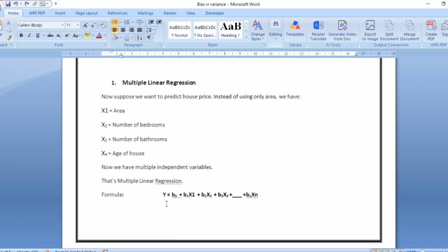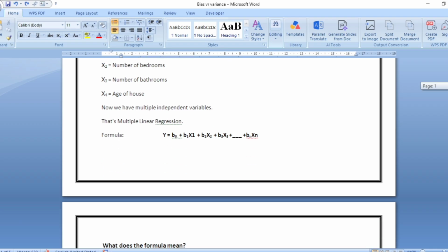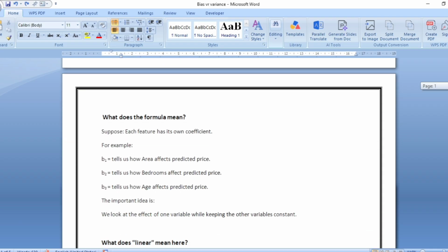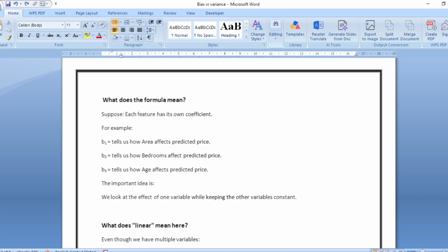So the formula here goes as y equals b0 plus b1 x1 plus b2 x2 plus b3 x3 till bn xn. So what does the formula mean? Suppose each feature has its own coefficient. For example, b1 tells us how area affects predicted price. b2 tells us how bedrooms affect predicted price, and b3 tells us how age affects the predicted price.